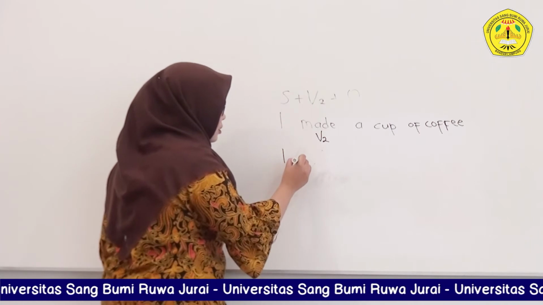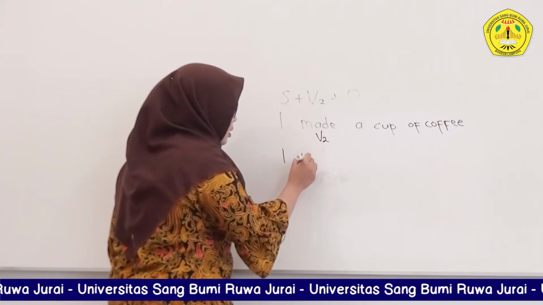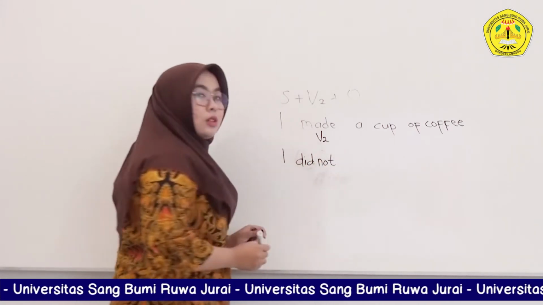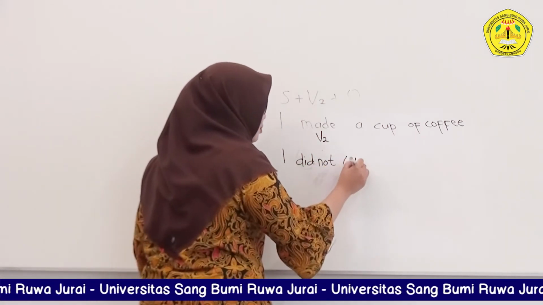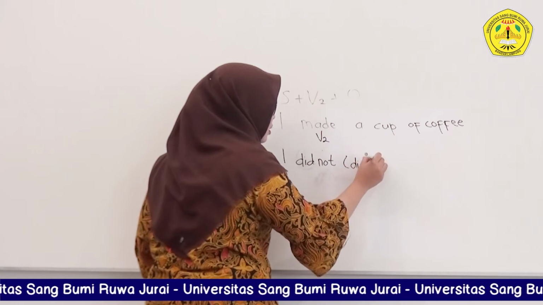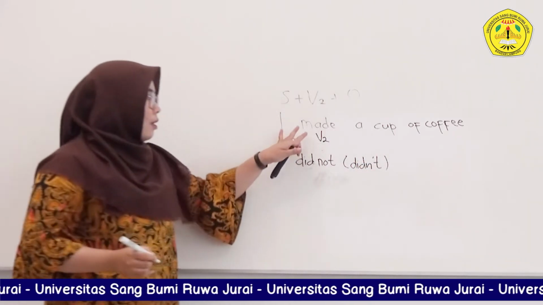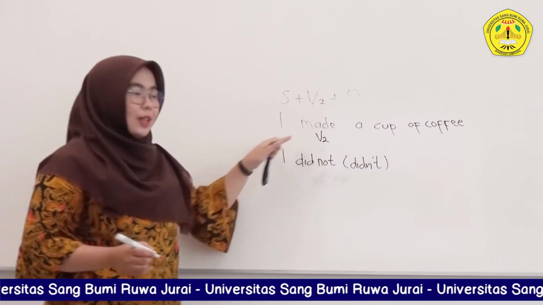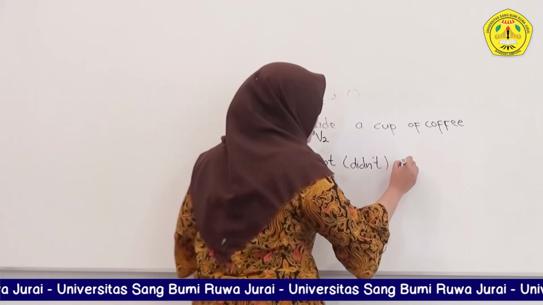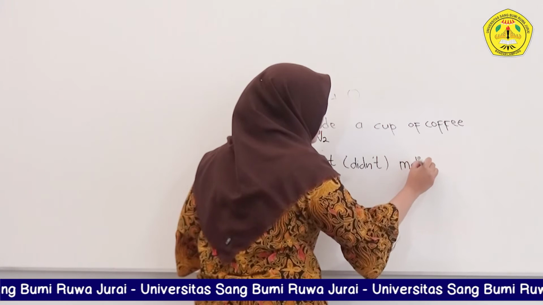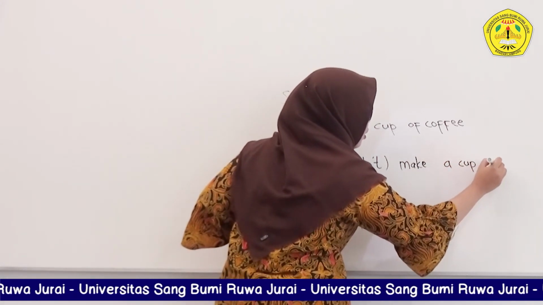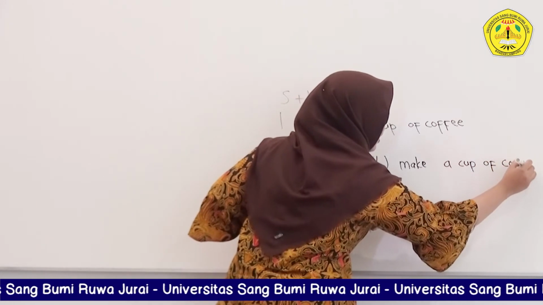I did plus not, or you can shorten it to become didn't. Then made, you should change made to become verb 1. I didn't make a cup of coffee.